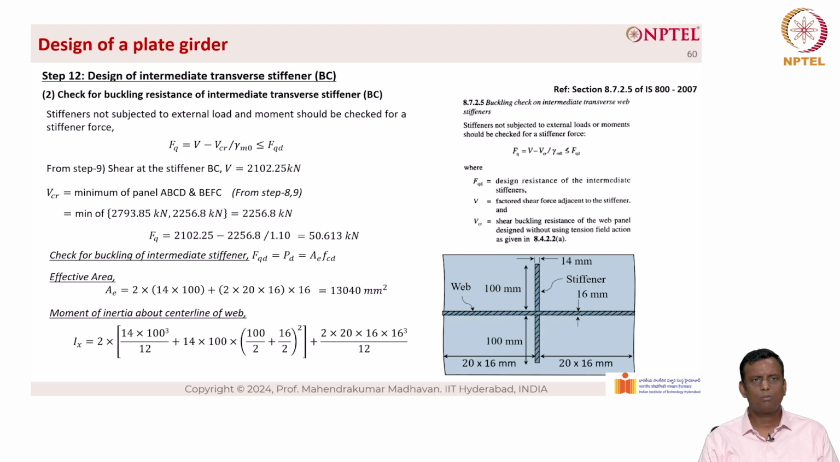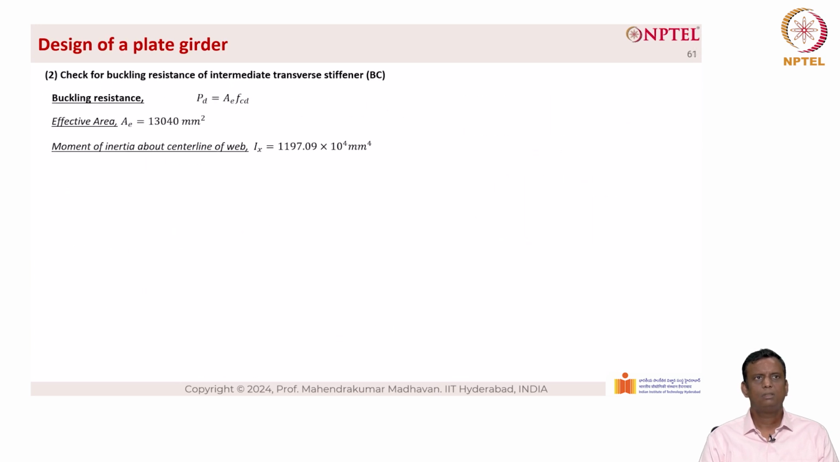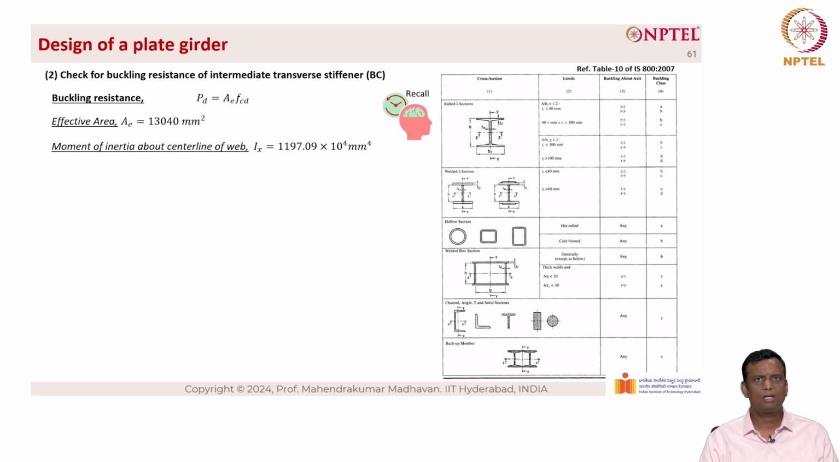So, let us calculate the moment of inertia about the center line of the web. So, we have I_x equal to 2 into 14 into 100 cube divided by 12 plus 14 into 100 into (100 by 2 plus 16 by 2) the whole square, plus 2 into 20 into 16 into 16 cube divided by 12. So, we have I_x equal to 1197.09 into 10 power 4 millimeter power 4. So, we have the effective area, we have the moment of inertia. Let us calculate what should be the radius of gyration.